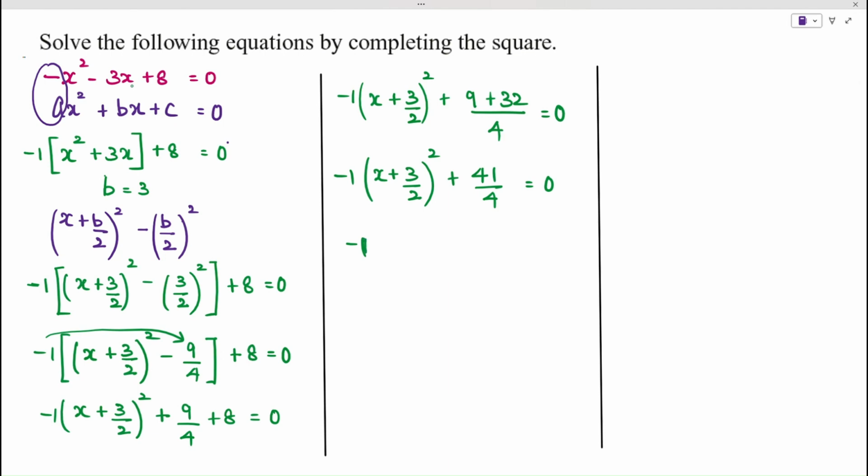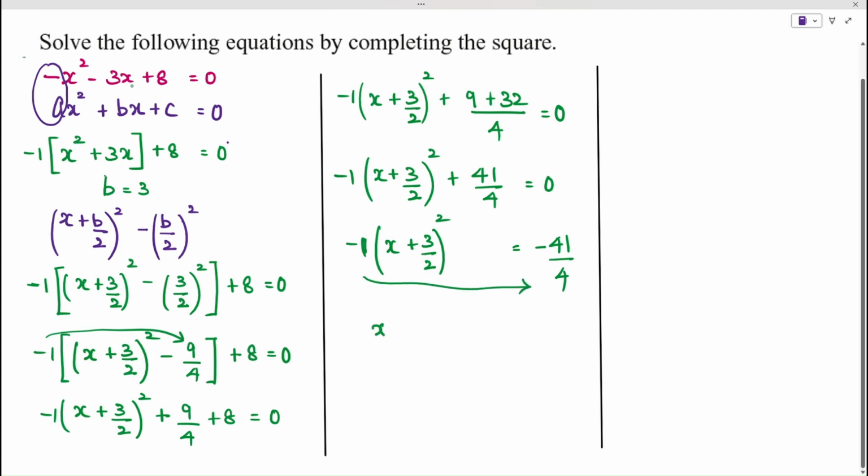So now we can start to rearrange. And so we're going to move our 41 over 4 to the right hand side. So we get minus 1 times x plus 3 over 2 the whole squared is equal to minus 41 over 4. Now we can move our minus 1 to the other side. And for that we get x plus 3 over 2 the whole squared is equal to minus 41 over 4 times minus 1. We can cancel out our negatives here. That gives us 41 over 4.